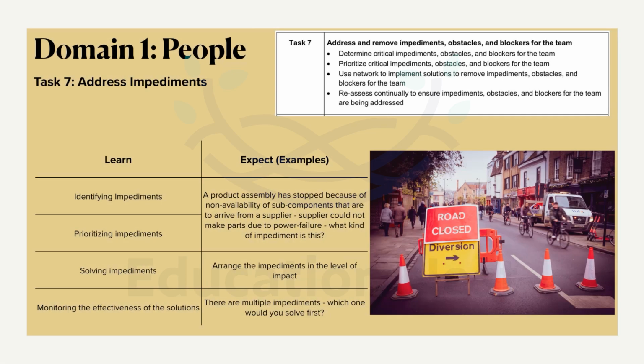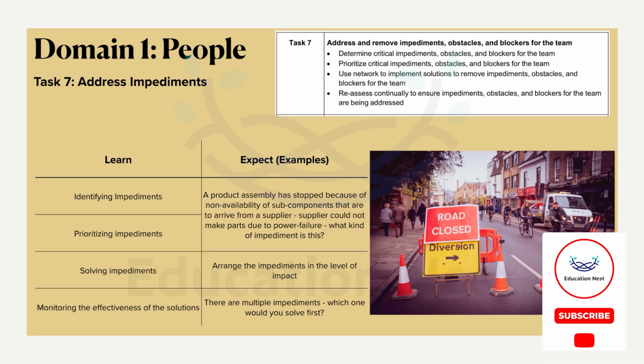What does PMI mean by impediments? Any sort of hindrance or any obstruction in doing something, that is an impediment. It's something which keeps us from the flow, like a hiccup when we speak, or a diversion on the road. The more impediments we have, the slower the project is going to run.